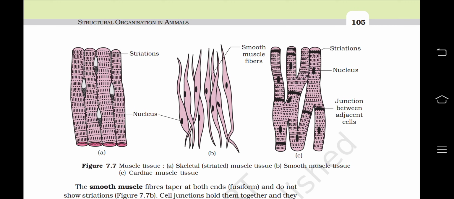C is a cardiac muscle tissue which is found in the heart. These are branched fibers and have intercalated discs in between them. Striations are there, nucleus is there, and they're myogenic. The heart is myogenic actually. These are also involuntary muscles. You cannot think and stop your heart. So these are involuntary muscles as well.